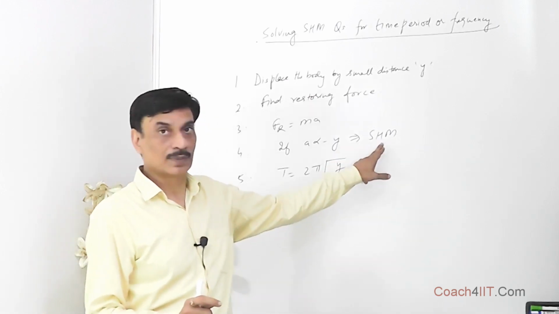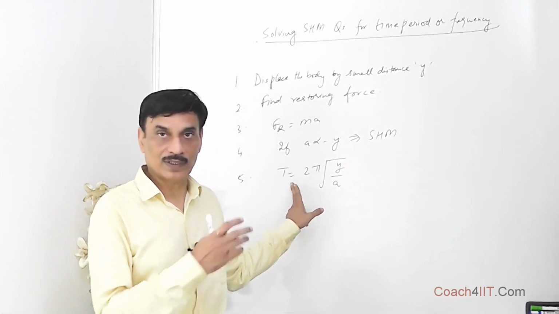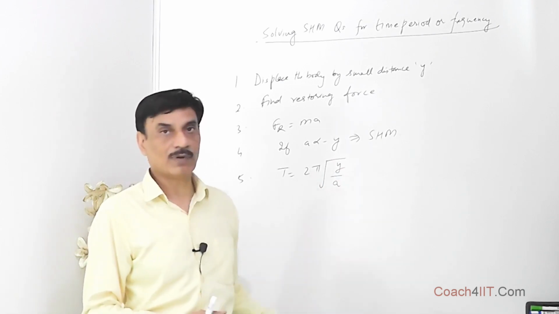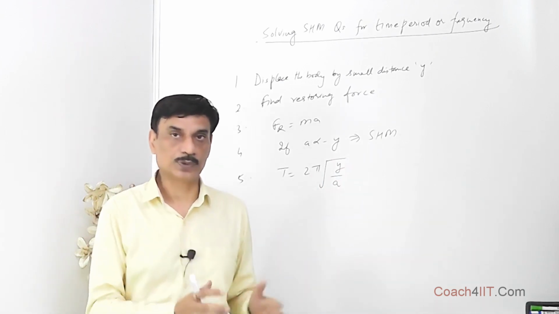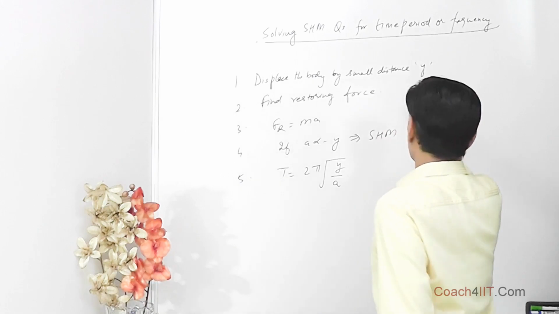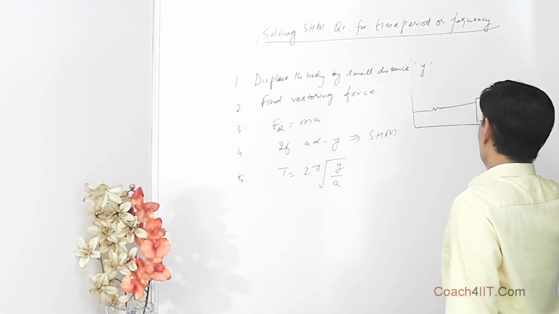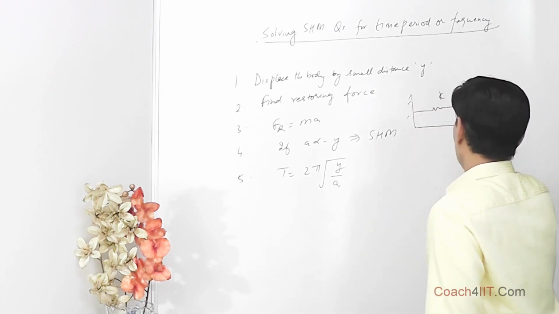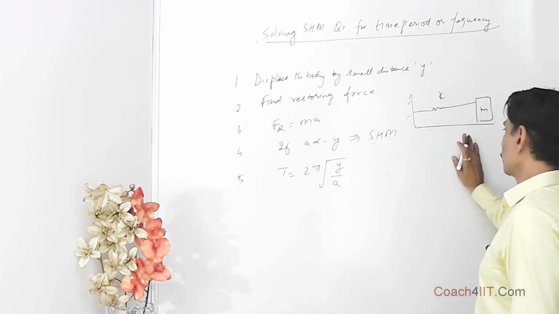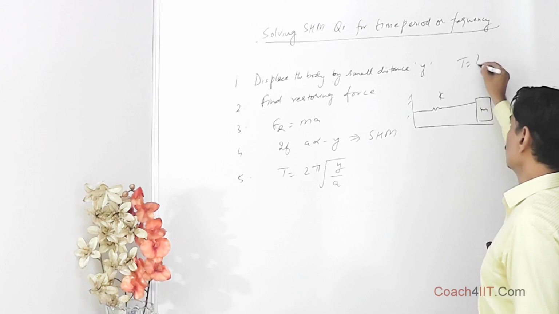Once this is SHM, we can very safely use the formula which we have just derived, that is T is equal to 2 pi root y by a. Now let's see how we use it. Over here we take a simple case. Once again, this is mass m attached to a spring of spring constant k, and this is a frictionless surface, and we wish to find the time period for these oscillations.